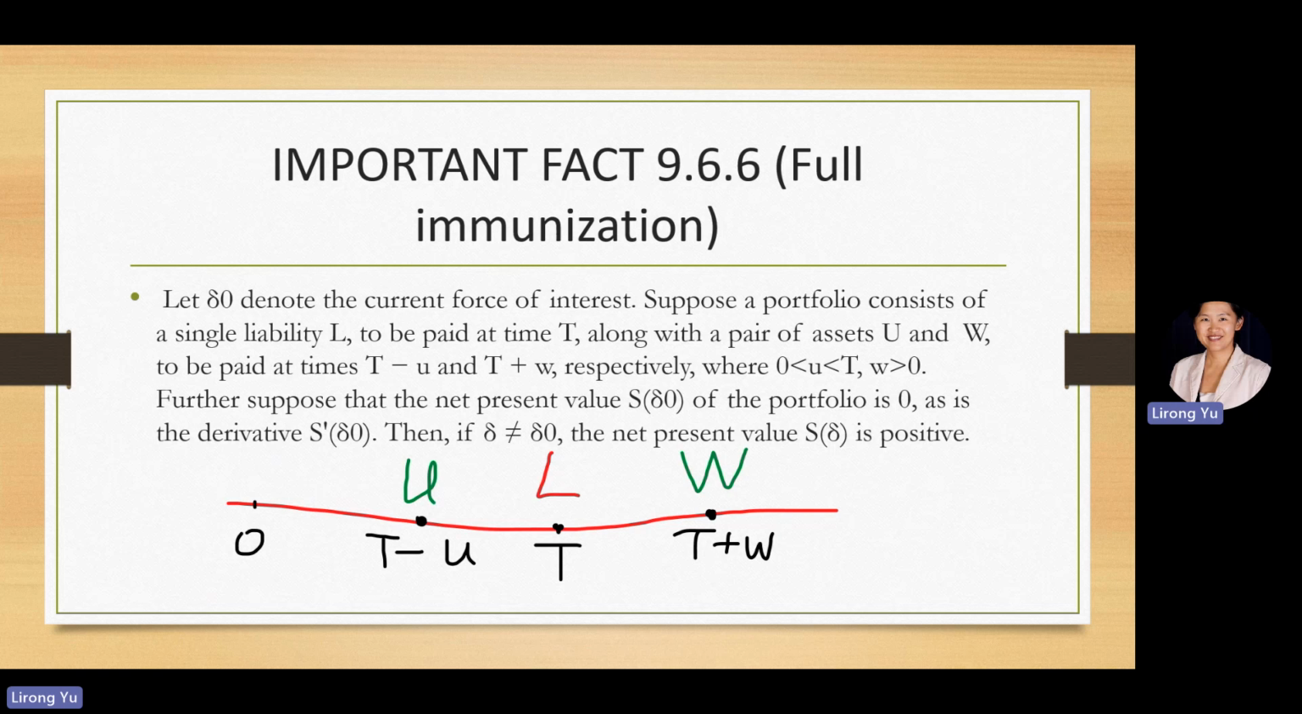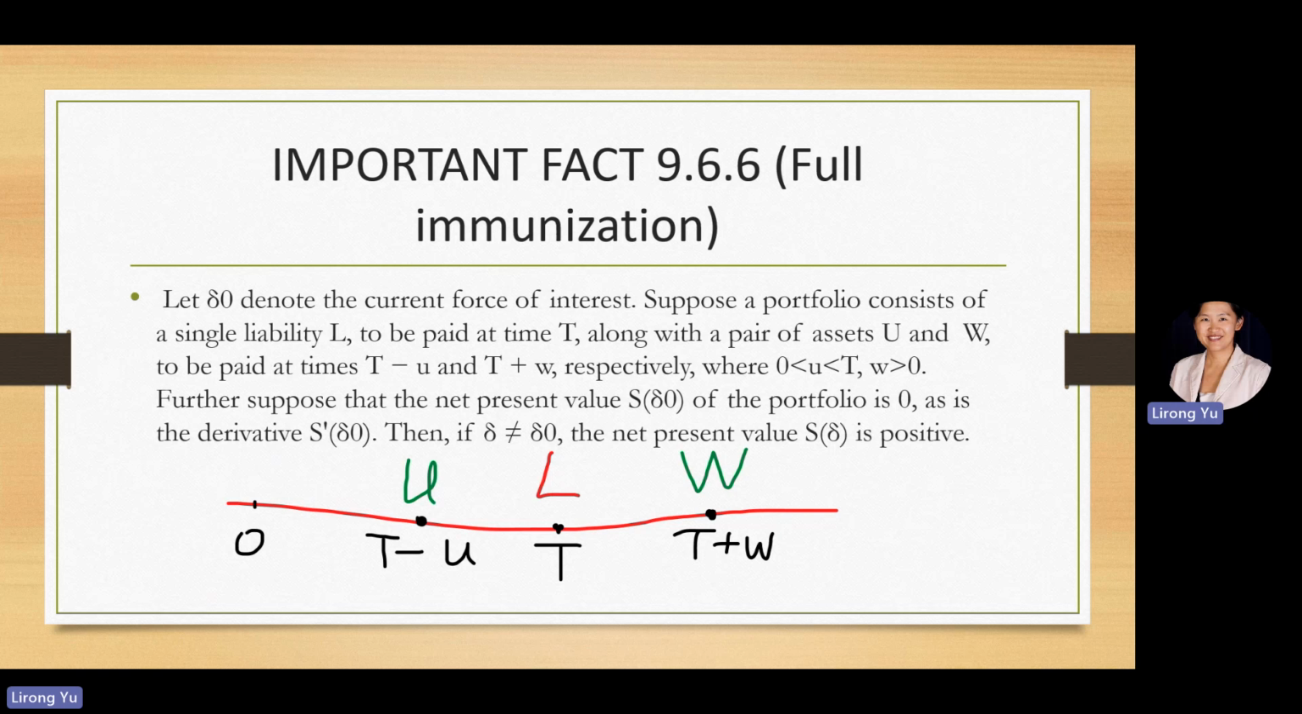So looking at this situation here, we do have requirements. Further, suppose that the net present value S of delta zero of the portfolio is zero. Net present value equal to zero means liability and the asset have the same present value. The derivative also equal to zero means they have the same duration. Then if delta is not equal to delta zero, net present value S of delta is positive.